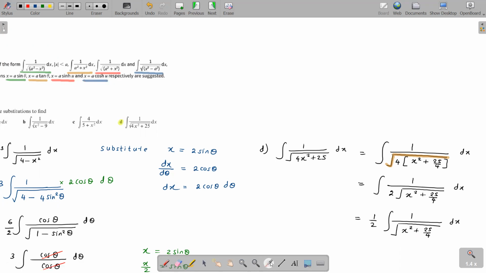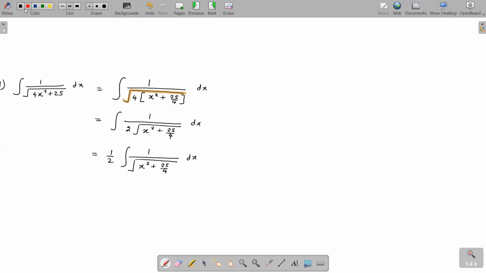Are you with me? So here what's our a value? Now here a square is 25 over 4, which means a will be how much? 5 over 2. So the substitution we use is, substitute x equals a sinh u. A is 5 over 2, sinh u. So this is why I got it from those rules that I gave you all earlier. Okay, whenever we substitute, we must differentiate the substitution. So dx by du equals 5 over 2. Sinh u differentiation is directly cosh u. So dx equals 5 over 2 cosh u into du.